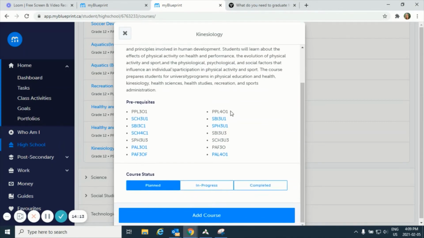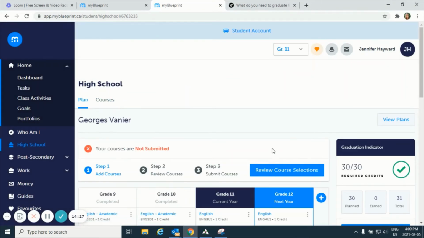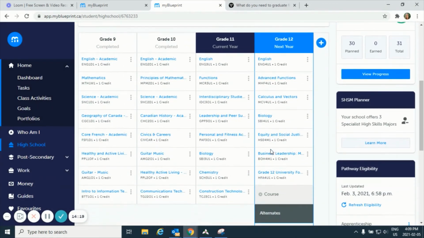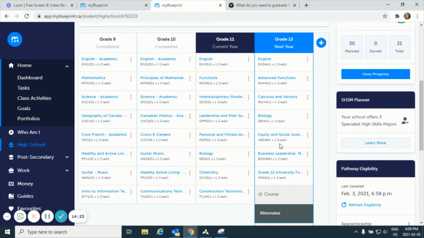Yep, I like the looks of that course description. I'm going to add that to my plan. Okay, I think I'm just about ready to submit my plan.